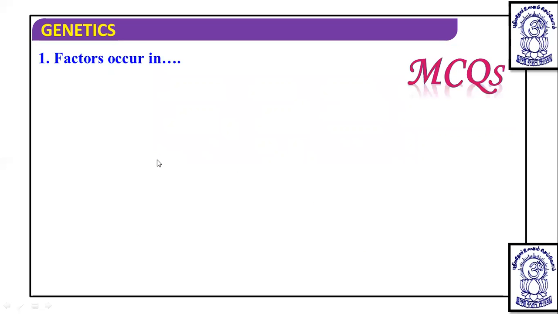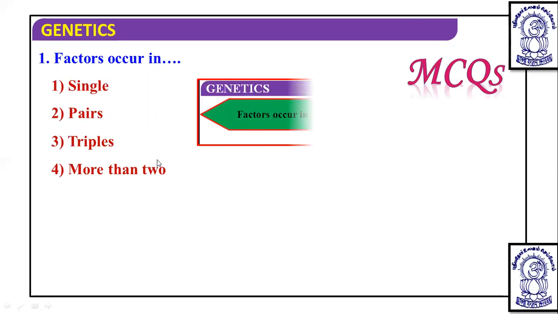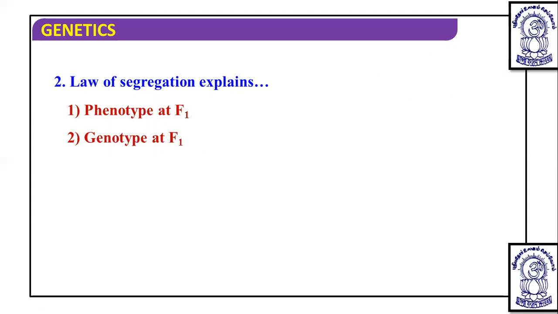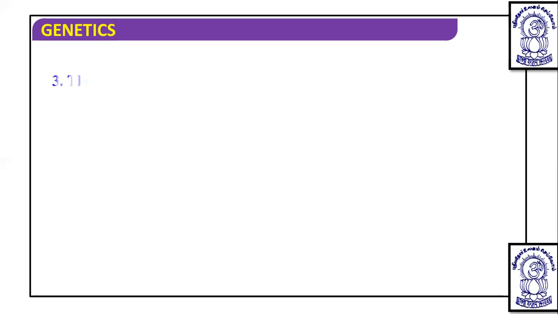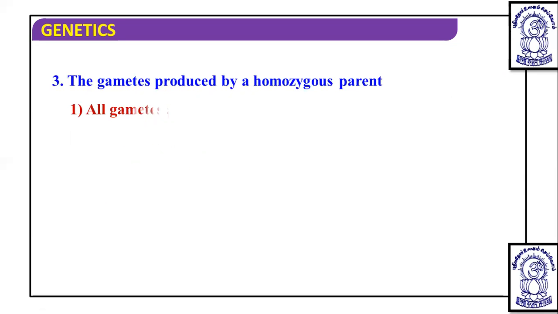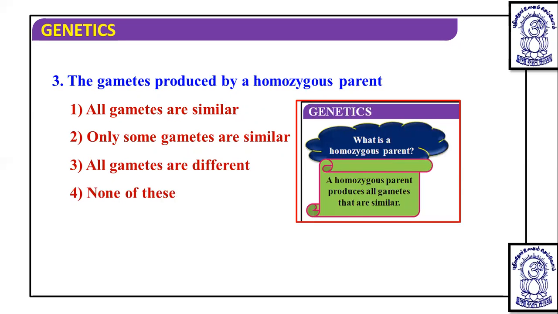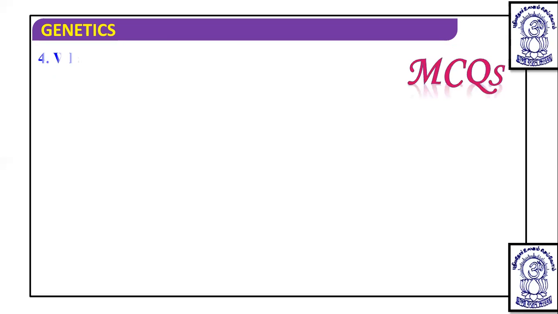So let's talk about some of the MCQs. Factors occur in a pair. Okay, you know that. Law of segregation explains phenotype in F1, genotype in F1, phenotype at F2, genotype at F3. So phenotype at F2. The law of segregation explains phenotype because the 3:1 ratio is obtained and two types of gametes are formed. The gametes produced by a homozygous parent: if a homozygous parent produces gametes, they all are going to be similar.